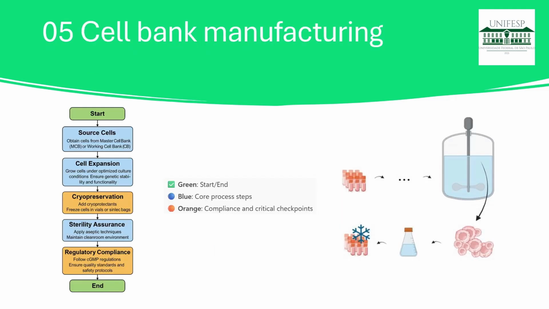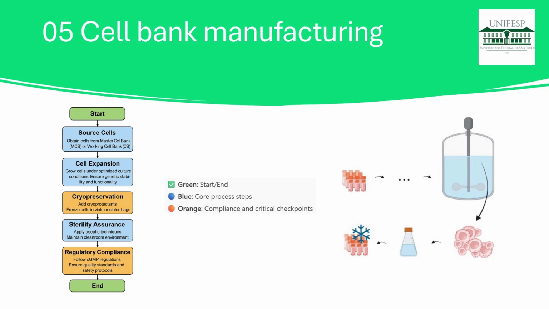Cell bank manufacturing is a crucial and systematic process that involves the expansion and cryopreservation of cells to establish reliable and reproducible cell banks. The process begins with the careful propagation of cells from the master cell bank or working cell bank. Under optimized cell culture conditions, cells are grown to generate a sufficient quantity for future use. This step is essential to maintain the genetic stability and functionality of the cells, ensuring consistency and reproducibility in downstream applications.